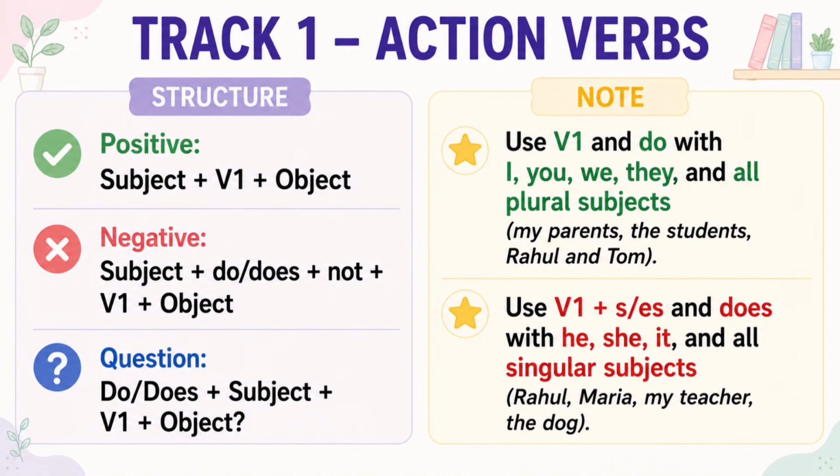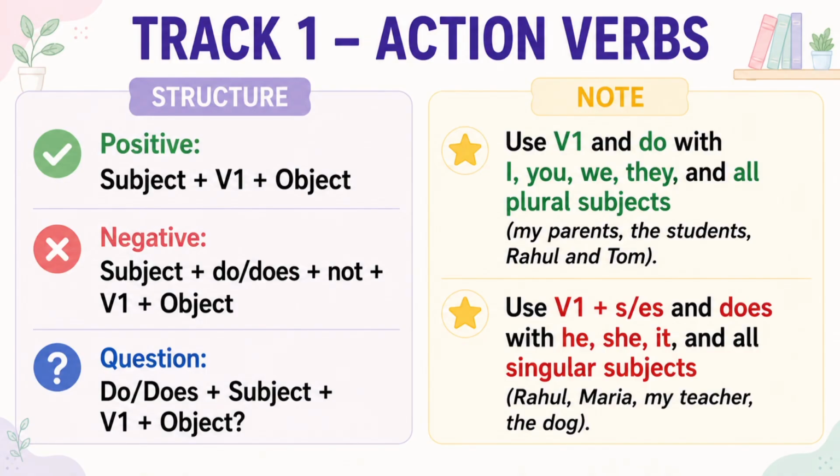For positive sentences, the structure is subject plus verb 1 plus object. For negative sentences, the structure is subject plus do or does plus not plus verb 1 plus object. For questions, the structure is do or does plus subject plus verb 1 plus object. Now remember an important rule.